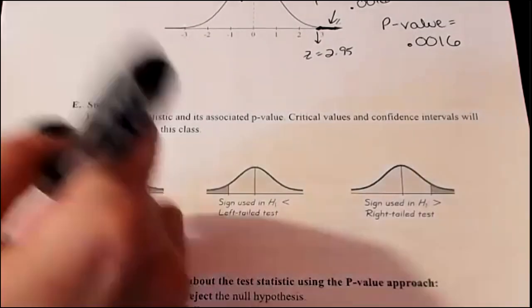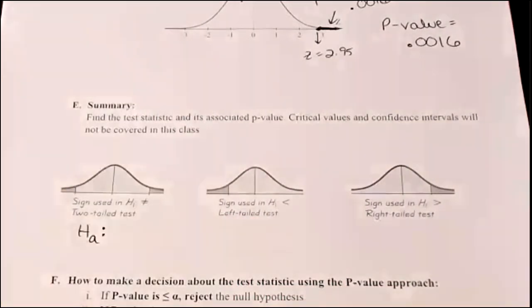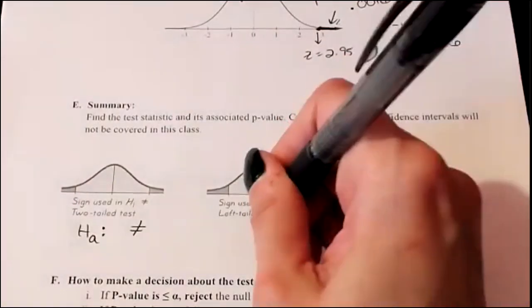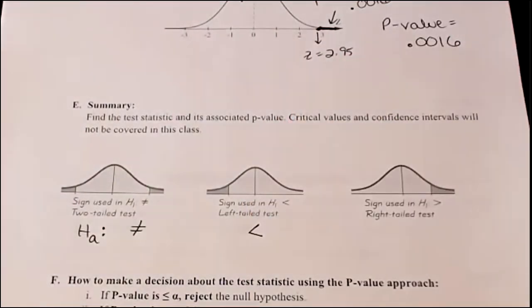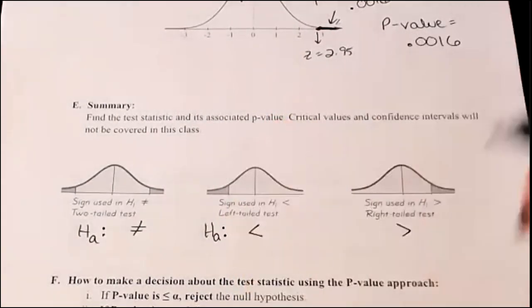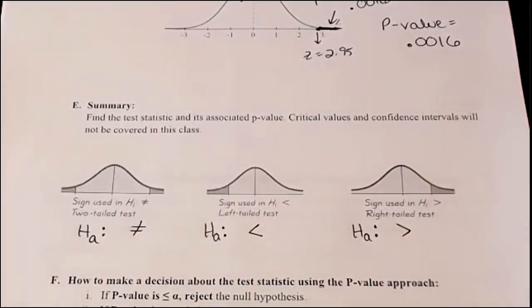I'm going to rewrite these in a different way because the notation is a little different. Sometimes you'll see H sub 1, sometimes H sub A. I prefer H sub A for alternate. So if it's not equal to, it's a two-tailed. If it's less than, it's a left-tailed. And if it's greater than, it's a right-tailed. Keep that in mind. This is like your key.